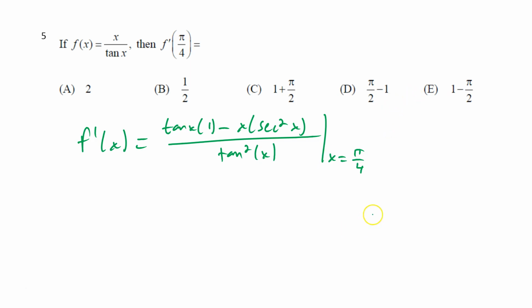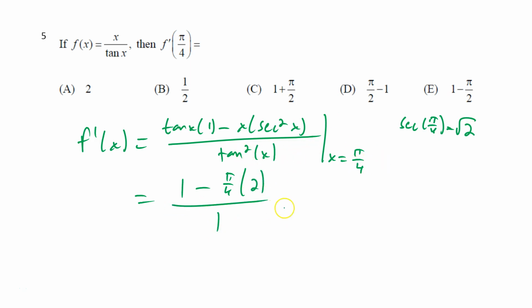So tangent of pi over 4 is 1. That's going to be useful, right? Because at pi over 4, sine and cosine are the same value. So this is 1 minus pi over 4 times secant squared x. Secant of pi over 4 is 1 over cosine of pi over 4, so secant of pi over 4 is actually root 2. You're going to have to brush up on your unit circle to get that one. So we square it, we get 2. So that's 2 on the top, divided by tangent squared of pi over 4, that's 1 squared, which is 1. So this is 1 minus pi over 2. Is that here? Yes, E. Cool.